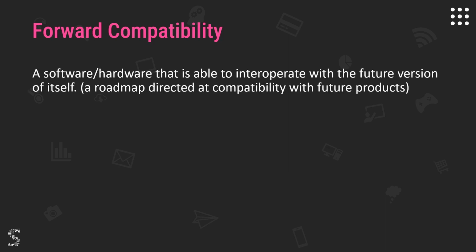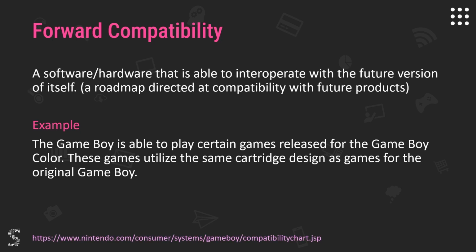Let's discuss forward compatibility. It is software or hardware that is able to interoperate with a future version of itself. So it's like we have a roadmap directed at compatibility with future products. For example, the Game Boy is able to play certain games released for the Game Boy Color, which is the next version of the Game Boy. It is possible because these games use the same cartridge design as games for the original Game Boy.